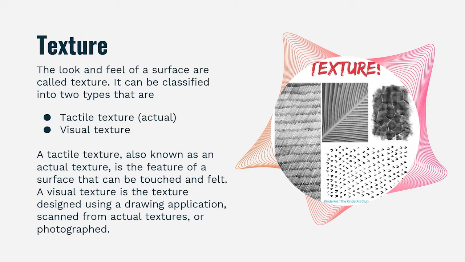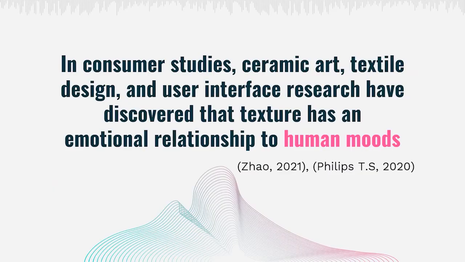Texture is the look and feel of any surface. It can be divided into two categories, that is tactile and visual texture. A tactile texture is also known as actual texture, where you can touch and feel it. Whereas visual texture is texture designed using a drawing application, scanned from actual textures, or photographed. Other research in consumer studies, ceramic arts, textile design, and user interface research has discovered that texture has an emotional relationship to human moods.